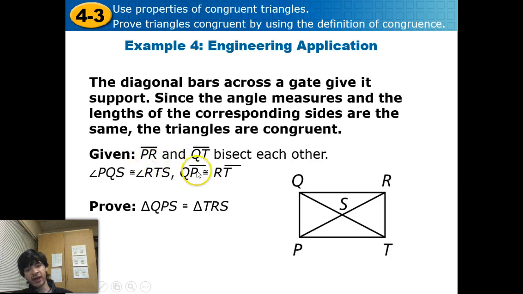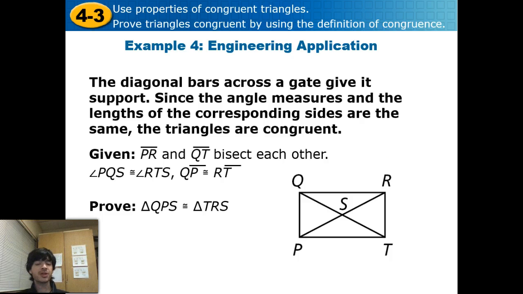So far we know that PR and QT bisect each other. So since we know our definition of segment bisectors, we definitely know that these 2 sides are going to be congruent and these 2 sides are going to be congruent. So that's good. We also know that QP is congruent to RT. Okay, so that's going to help us prove all 3 sides are congruent. And then we have these angles. PQS is congruent to RTS. And that's good because these are corresponding angles and we're proving they're congruent to each other.